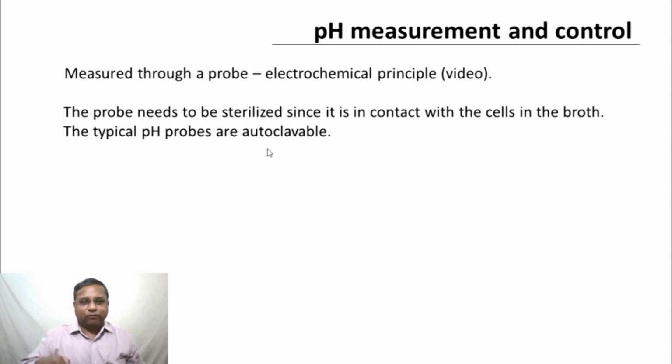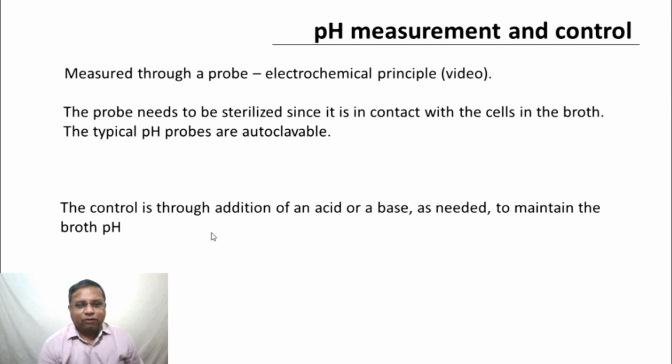The probe will of course be in contact with the medium, and therefore it needs to be sterile. It cannot have organisms on it, otherwise the medium will get affected. Therefore, the probe is sterilized before use, along with the medium itself, whenever it is used in a bioreactor. And usually the probes that are associated with the bioreactor are autoclavable. Many probes are not. For example, the pH probe that you use in the lab for measuring the pH of solutions is not usually autoclavable.